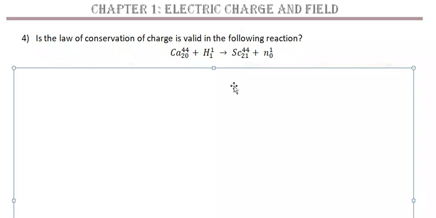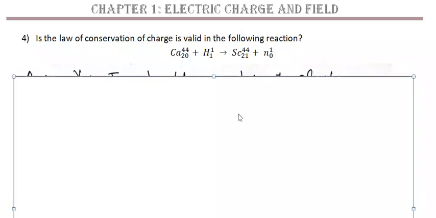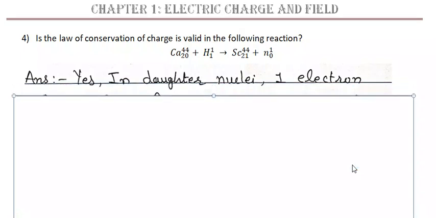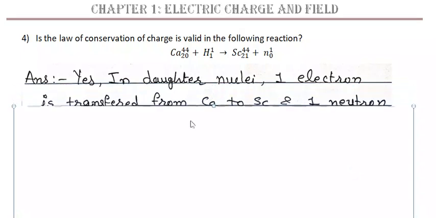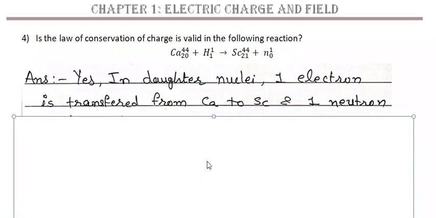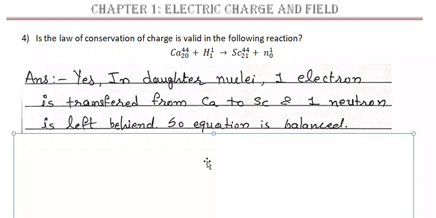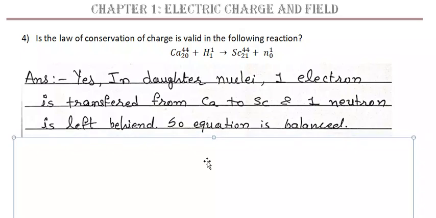So as per the conservation of charge, this is a valid reaction. Here in the daughter nuclei, one electron is transferred from calcium to scandium and one neutron is left behind, meaning one neutron is eliminated from this particular reaction. So the equation is balanced.